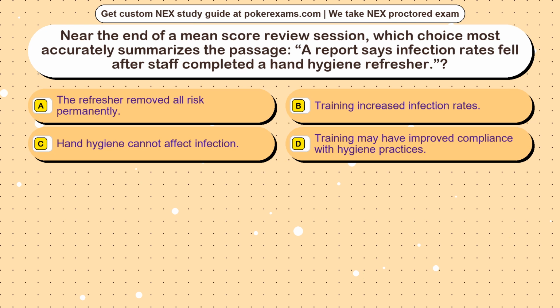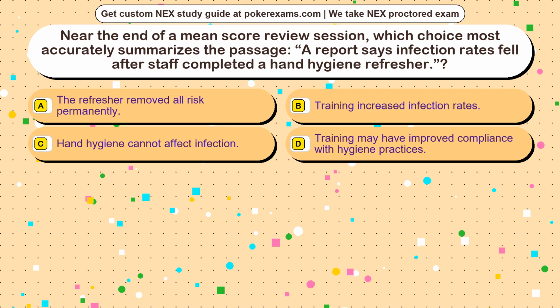Question 19. Near the end of a mean score review session, which choice most accurately summarizes the passage? A report says infection rates fell after staff completed a hand hygiene refresher. Option A. The refresher removed all risk permanently. Option B, a training increased infection rates. Option C, hand hygiene cannot affect infection. Option D, a training may have improved compliance with hygiene practices.